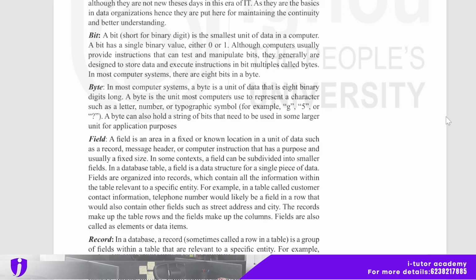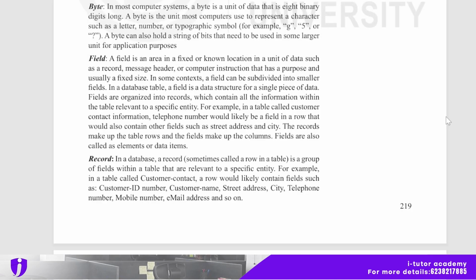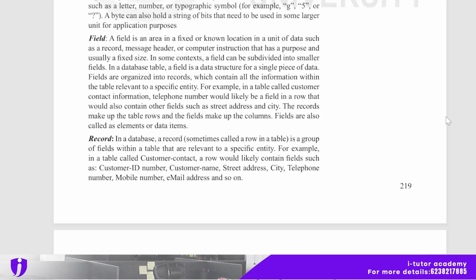A byte can also hold a string of bits that need to be used in some larger unit for application purpose. Field: a field is an area in fixed or non-fixed location in a unit of data such as a record, message, header, or computer instruction that has a purpose and usually a fixed size. And in some contexts, a field can be subdivided into smaller fields.